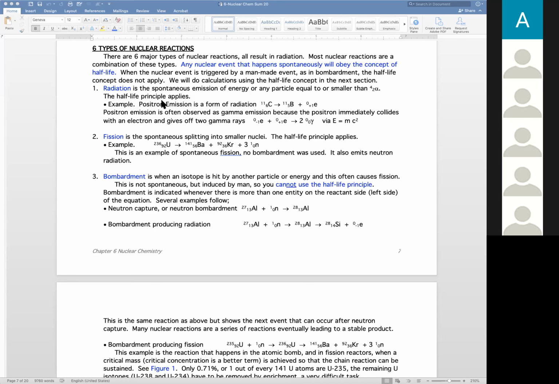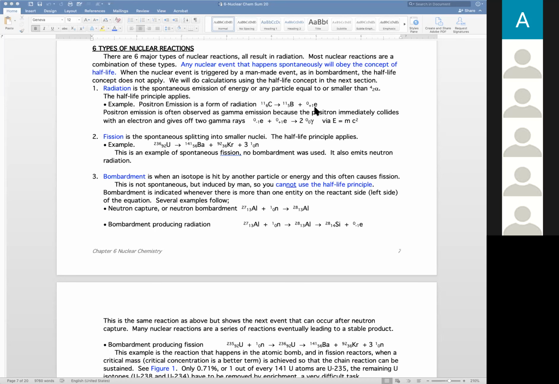So the first category is radiation. Radiation is the spontaneous emission of energy or any particle equal to or smaller than the alpha particle. And the half-life principle applies because it's spontaneous. So here's an example. Positron emission is a form of radiation. So here's a carbon-11, sitting there minding its own business. Then all of a sudden, spontaneously, a positron comes flying out of the nucleus.